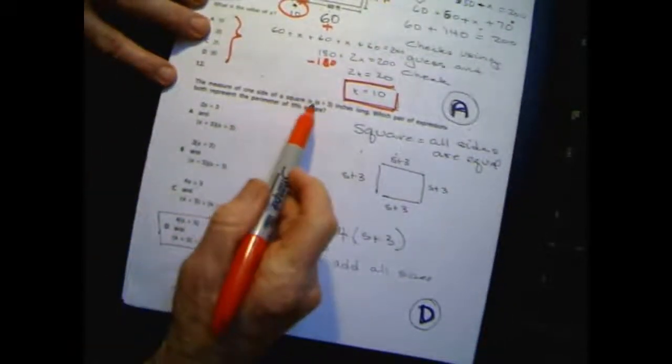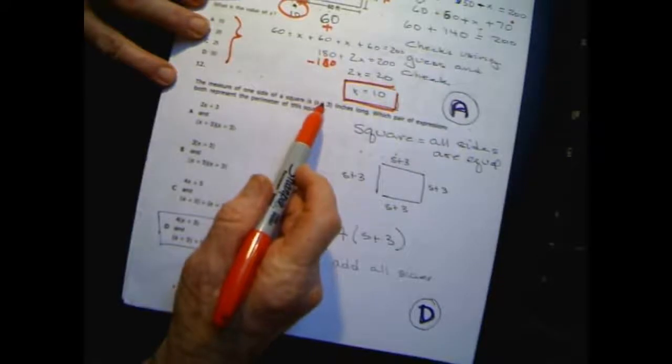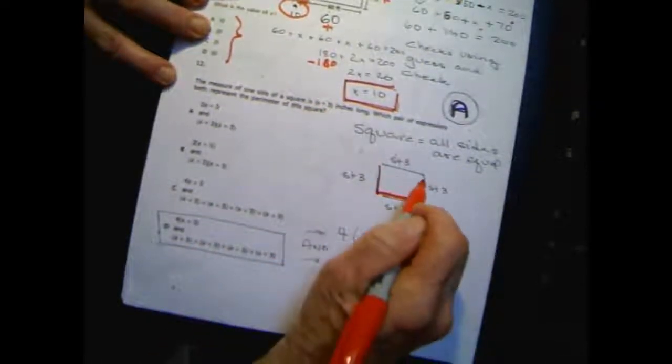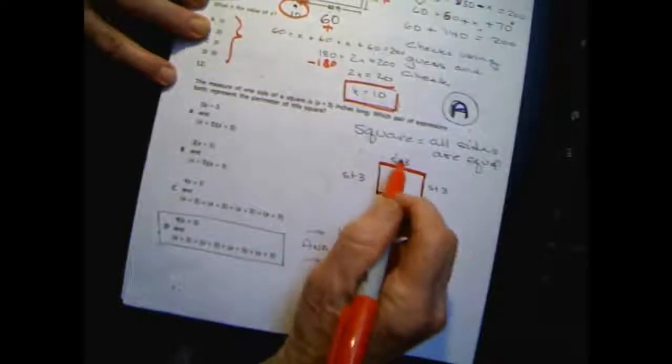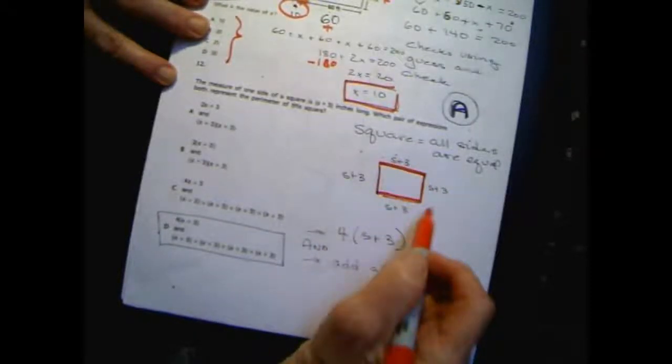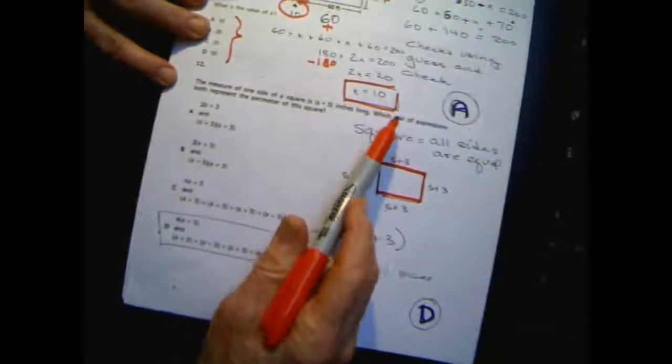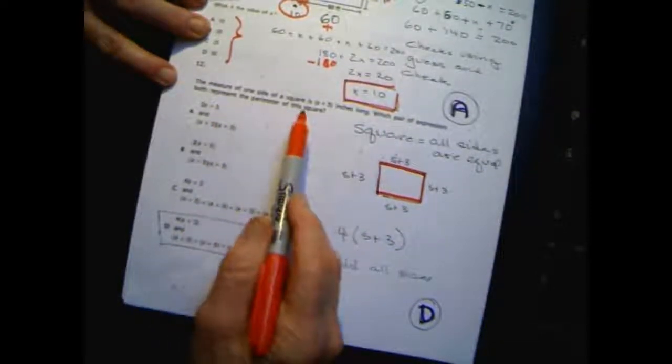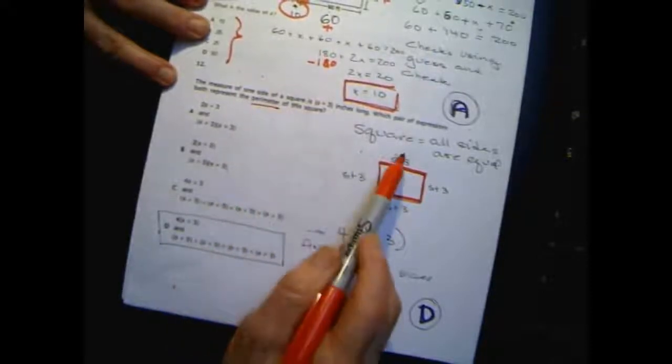Question number 12. The measure of one side of a square is s plus 3. So remember, a square, all the sides are the same. So I know that if one side is s plus 3, all sides are s plus 3. So it just says which pair of expressions could represent the perimeter. So remember, the perimeter is adding each one of these things up.